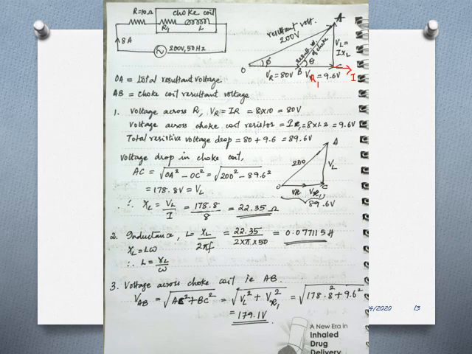Third question, to find the voltage across the choke coil. Meaning you have to find the resultant voltage of the choke coil, that is AB. From the first phasor diagram, if you want to find AB, AB is the hypotenuse. So it will be square root of BC square plus AC square. BC is 9.6 and AC is nothing but the VL that we have calculated as 178.8. So you get the voltage across the choke coil, that is AB, as 179.1 volt.